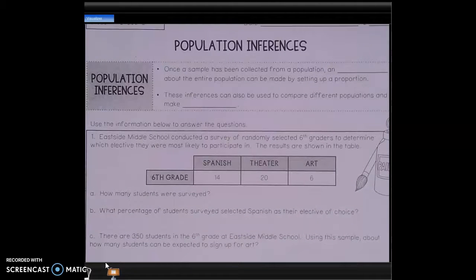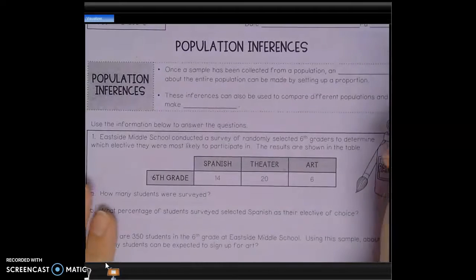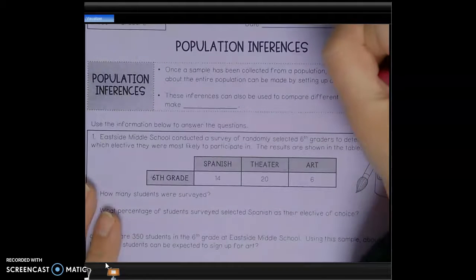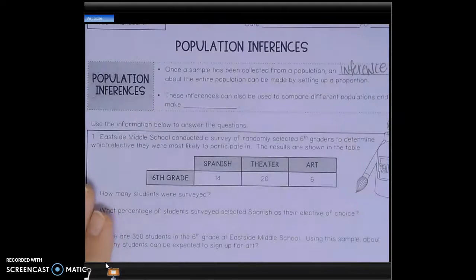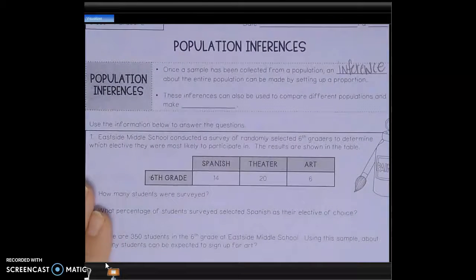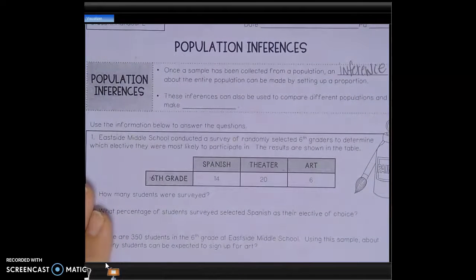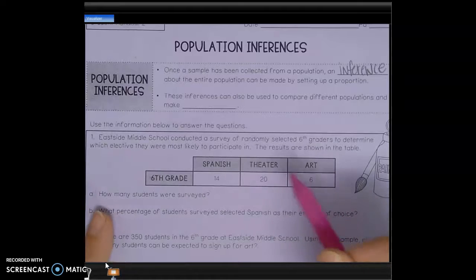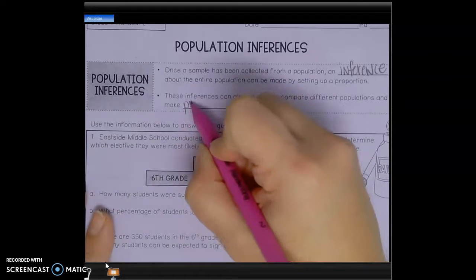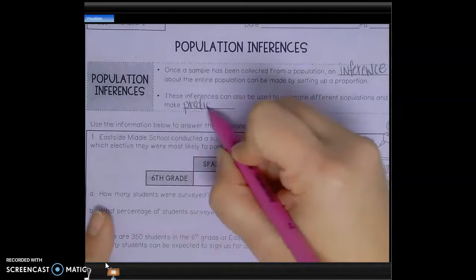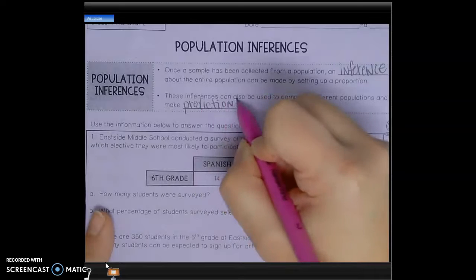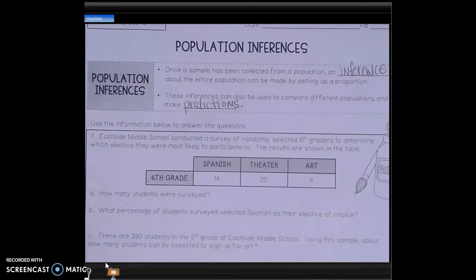Once a sample has been collected from a population, an inference about the entire population can be made by setting up a proportion. These inferences can also be used to compare different populations and make predictions. Okay, so let's do a couple of examples.